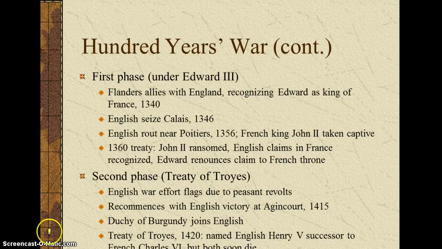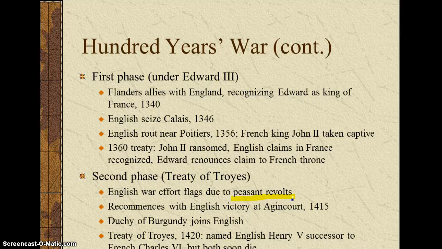In the second phase, the Treaty of Troyes, the English war effort flags due to peasant revolts. Well, of course, the peasants aren't getting anything. Okay, this is another standard right here. Peasant revolts. Keep your eye on that because that is going to be a common theme. Every time I say common theme, that means it relates to a standard or an objective for the course. And we'll see it on an ongoing basis.